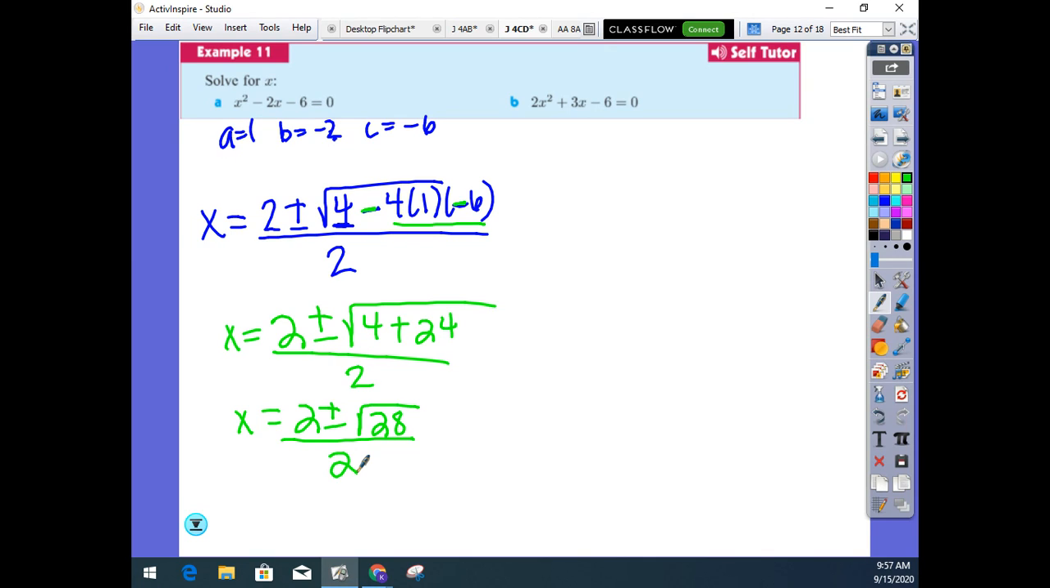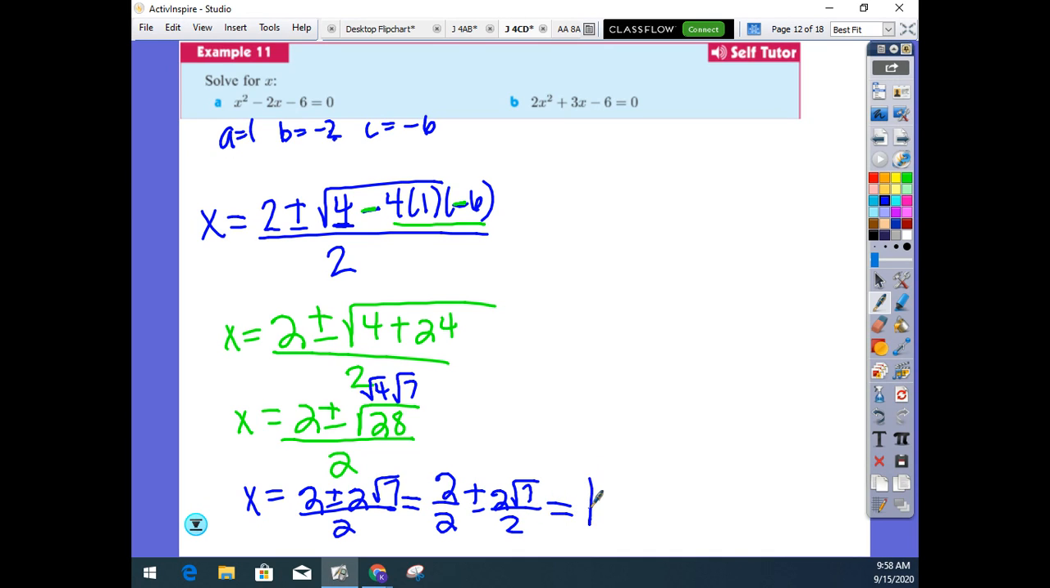Now, here's where you have to break down your radical. The square root of 28 is square root of 4 times 7, square root of 7. So it's 2 plus or minus 2 radical 7 all over 2. Do you see how you could write this as 2 over 2 plus or minus 2 radical 7 over 2, because your final answer is 1 plus or minus square root of 7.